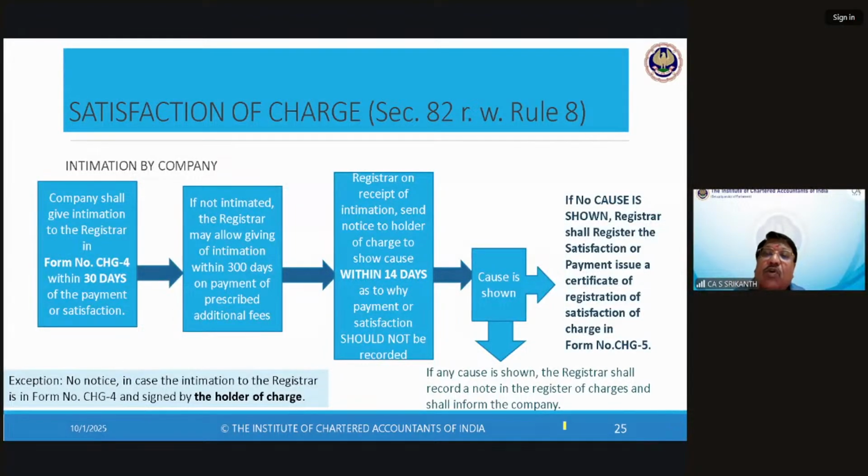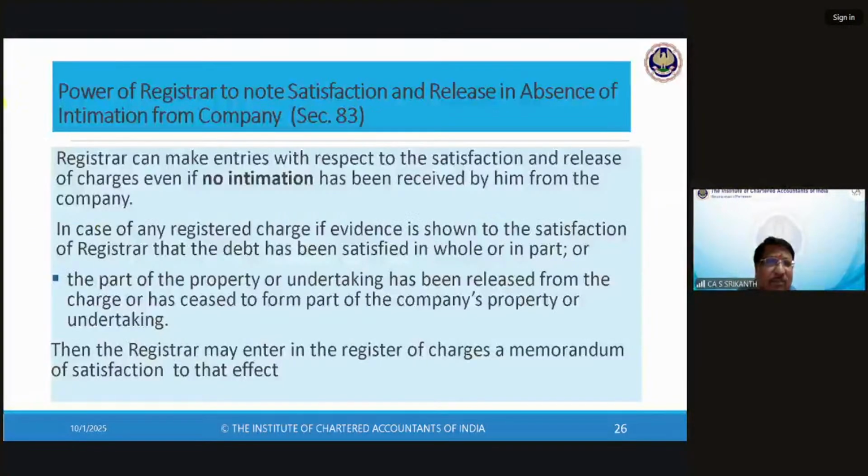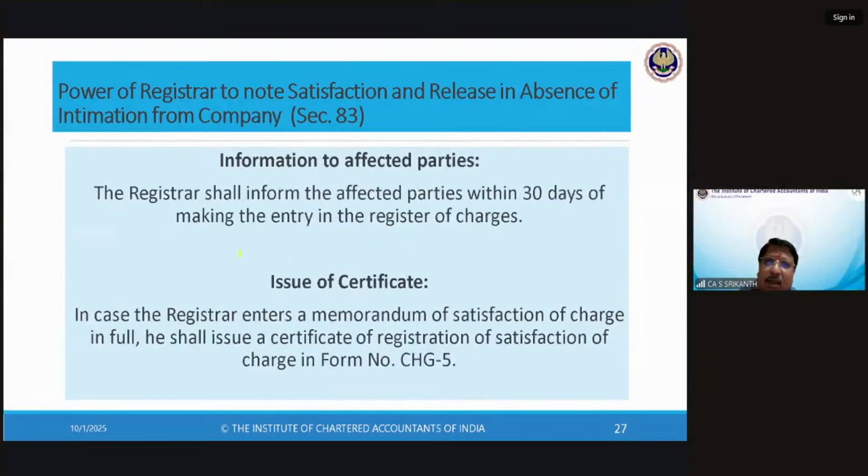Who will send notice to the charge holder? ROC will only send notice. The registrar will send notice to the holder of charge. Because he has received it, and only the company has signed. How to believe it? Therefore, he will send it to the charge holder, saying, hey, is this true? That fellow says he is satisfied. Then, in case they object, they will say so. If they keep quiet and no cause is shown, the registrar will register and issue satisfaction of charge in form number CHG5.